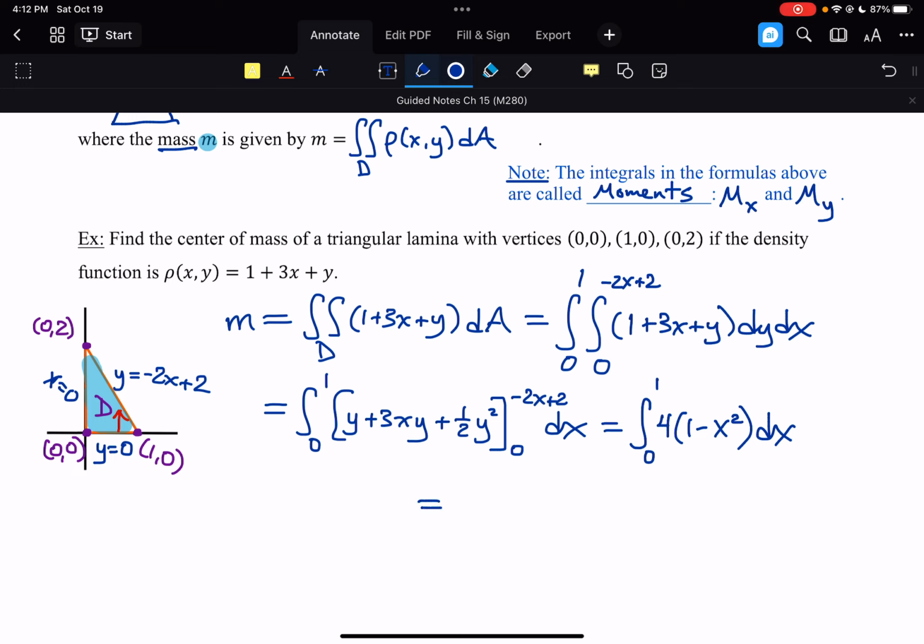So this, when we take the antiderivative with respect to x, gives us 4 times x minus 1/3 x cubed, evaluated from 0 to 1. So 1 minus 1/3 is 2/3, times 4 is 8/3. So we have the mass is 8/3. So we're going to need that for both of the formulas, for x bar and for y bar.